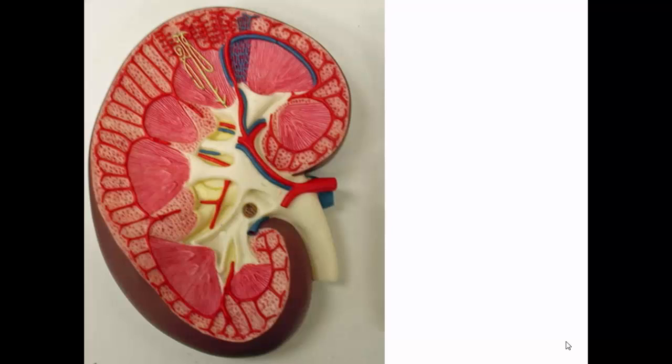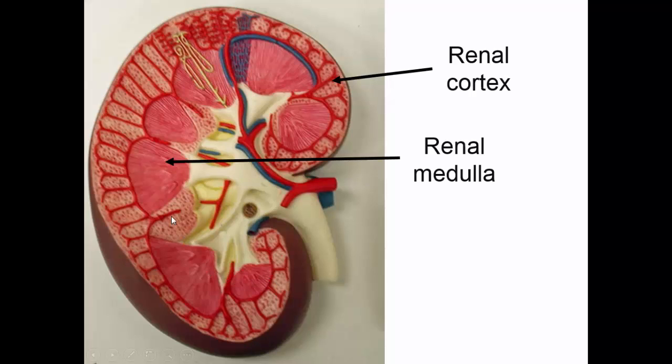This is a model of a frontal section of the kidney. The kidney can be divided into two general areas: the renal cortex, which is the outer layer of the kidney, and the renal medulla, which is the inner part of the kidney. These blood vessels right here are the dividing line between the cortex and the medulla.